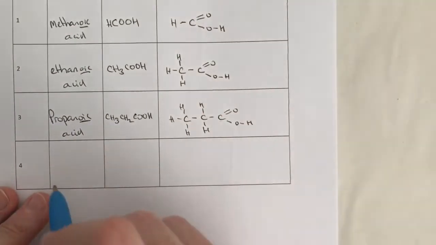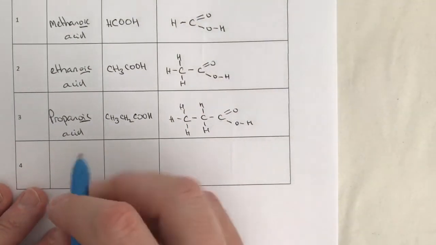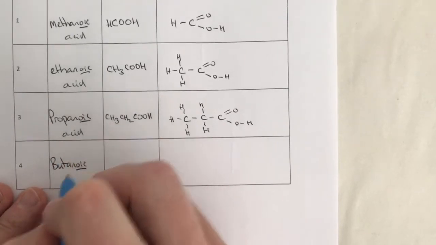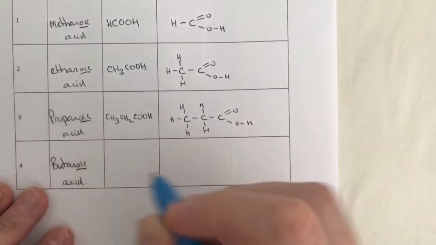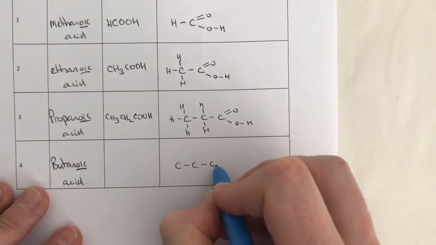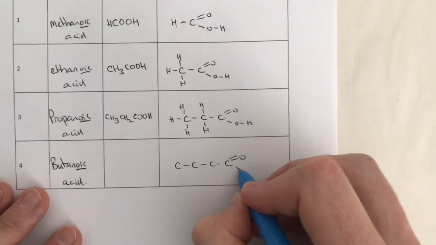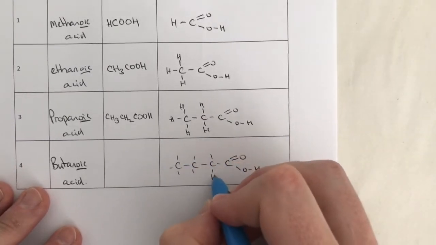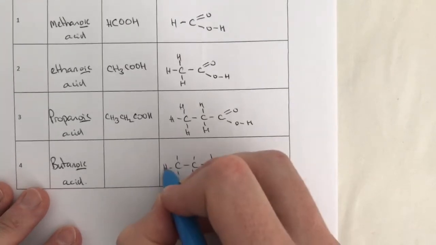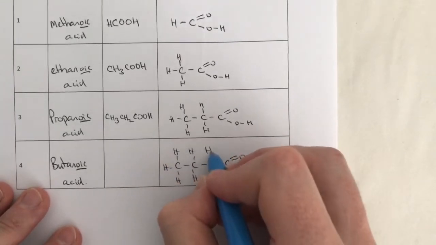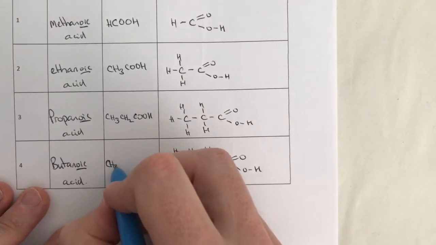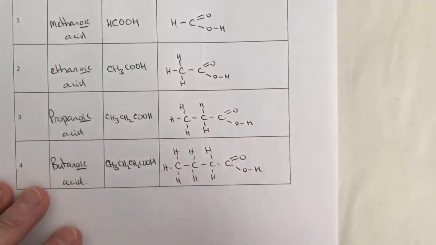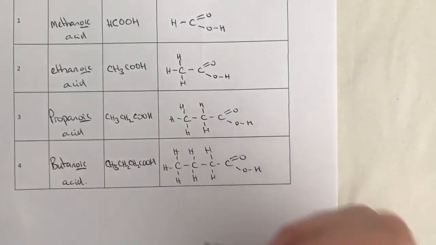And the final one here is butanoic acid. So 4 carbons is butanoic acid. So 1, 2, 3, 4. Let's make this one our functional group. Then put your bonds on to give it 4 bonds. Put your H's on. And it is CH3, CH2, CH2, COOH. And that is butanoic acid.